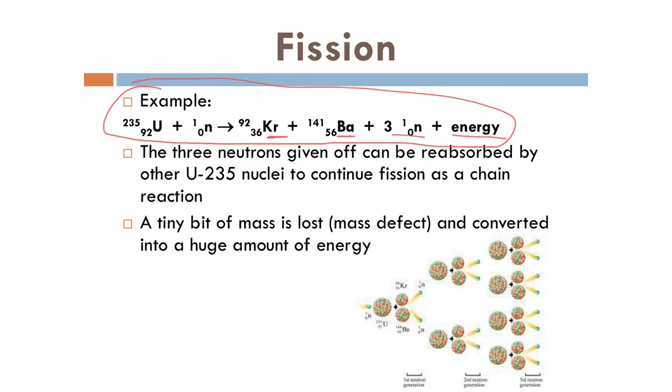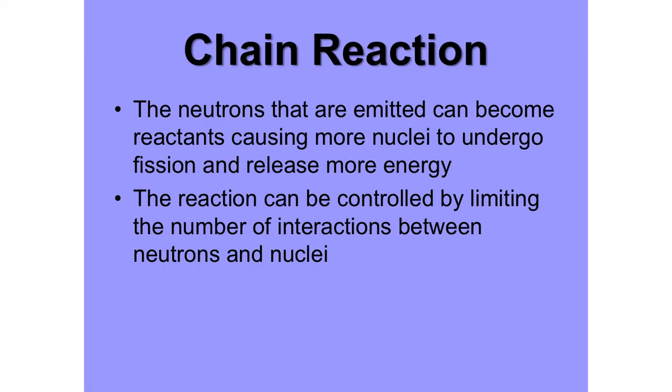All right, then the neutrons that are given off can be reabsorbed by additional uraniums, and then we get a chain reaction, and the reaction grows exponentially, and it can release a huge amount of energy. And this chain reaction occurs in nuclear power plants.